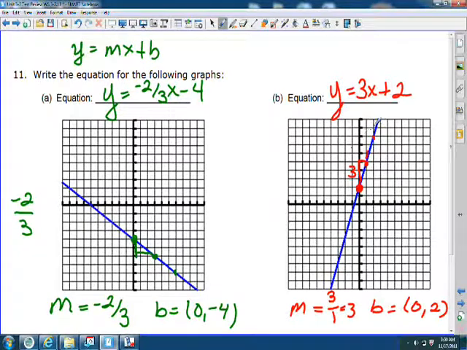Now to check it, I would put this in the calculator. I would go to y equals, put in there 3x plus 2 and press graph, and make sure that you got the right equation before you go on in your test.